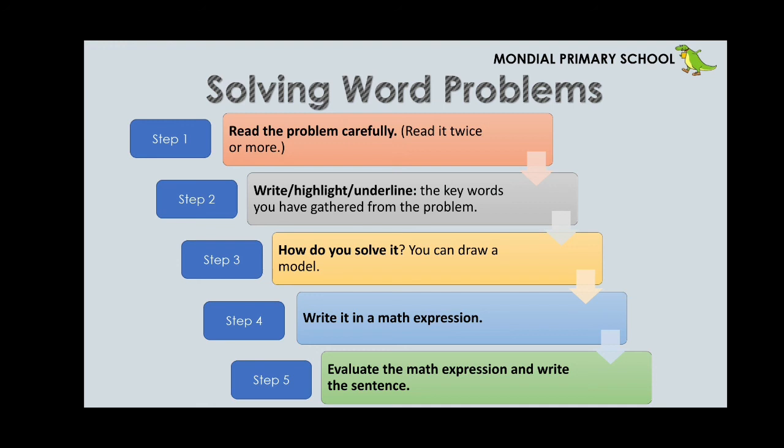The third one, how do you solve it? You can draw a model. If you can solve the problem without drawing a model, you can skip this step. However, if you are told to draw a model, you must draw it. Next, write it in a math expression. The last, evaluate the math expression and remember to write the sentence.